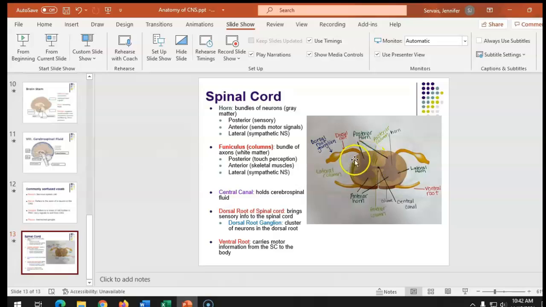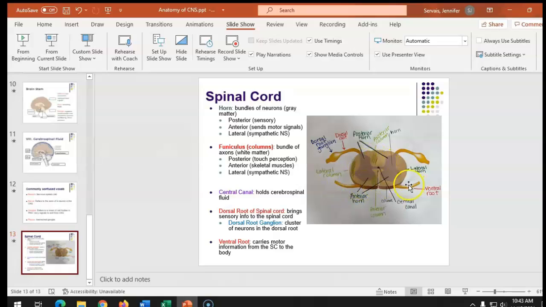So if we start with the gray matter, we call the gray matter in the spinal cord horns. So there's a posterior horn, an anterior horn, and then the lateral horn here on the side. For the white matter, it's organized the same way. We call it columns though. So there's a posterior column, a lateral column, and then the anterior column. The central canal would be in the middle, and again, that's where the cerebrospinal fluid is going to be flowing.